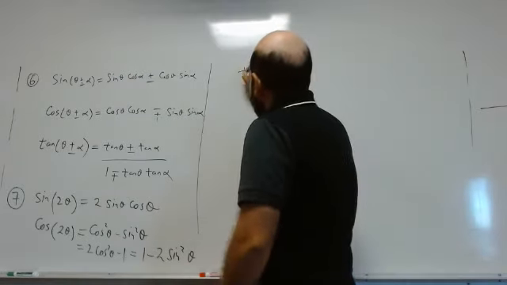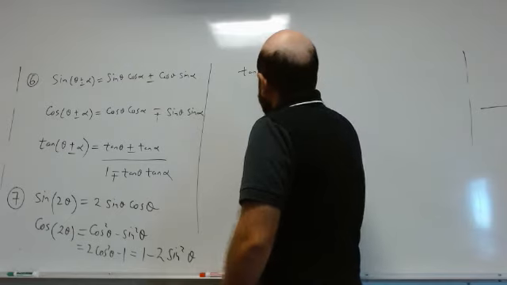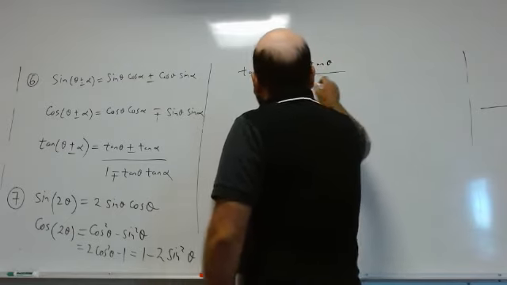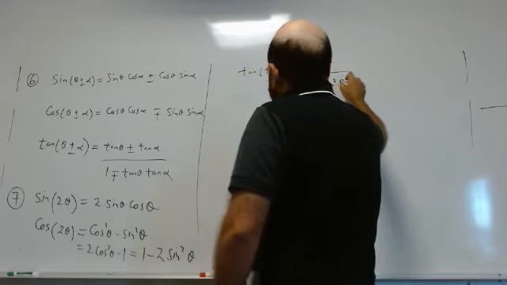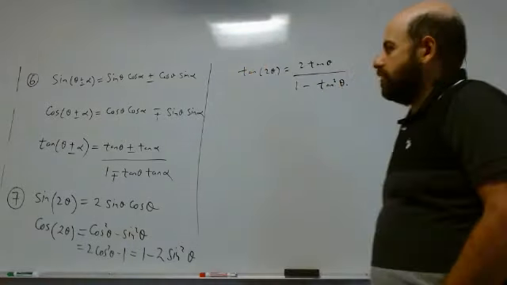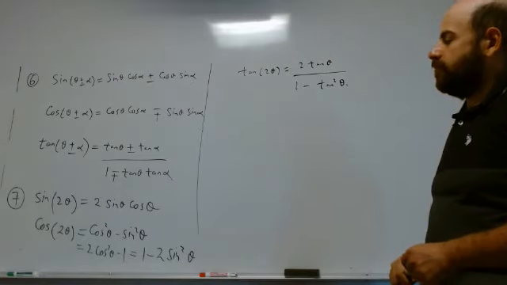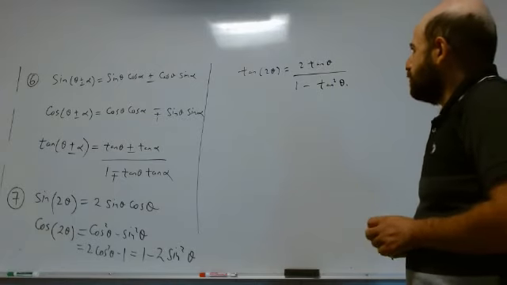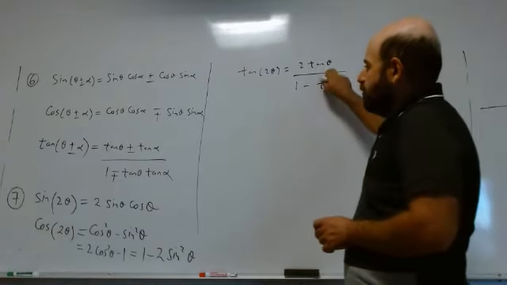And tan 2 theta is 2 tan theta divided by 1 minus tan squared theta. Again, you just need to replace theta with alpha. We have to basically replace that with alpha, or equate them, in other words. Tan of theta plus theta, which is tan 2 theta, and you get this formula.